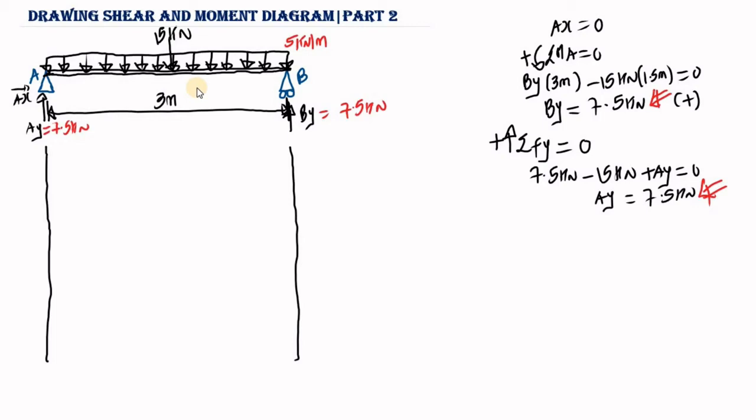The first one is usually the shear diagram. So we're going to draw a horizontal line here. This is going to represent the shear diagram. So this is V in kilonewton.